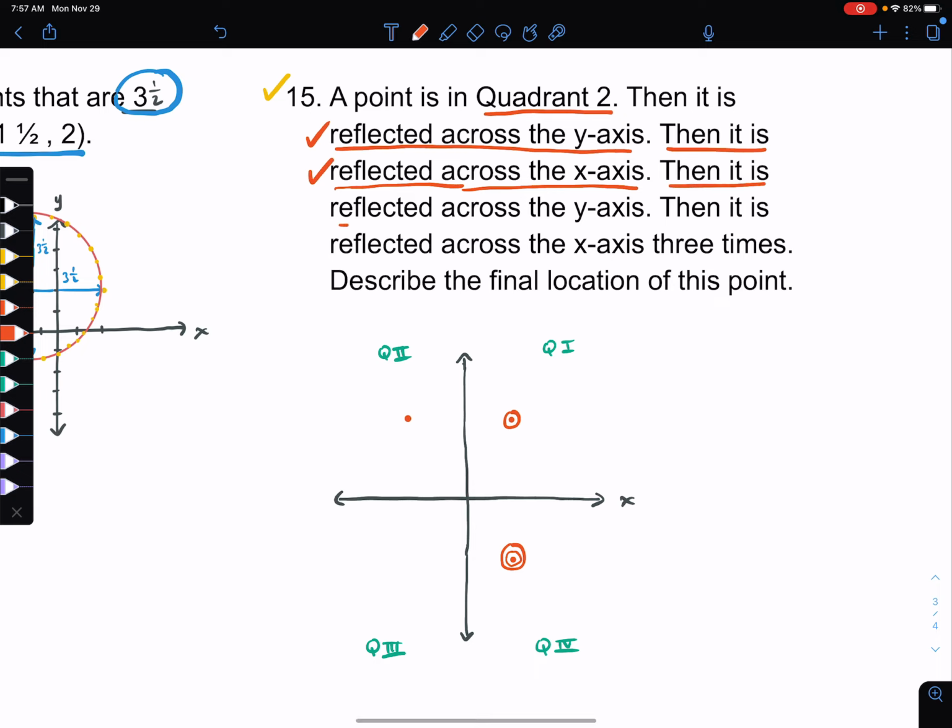Then it is reflected across the y-axis. So where's the y-axis? It's here. And so see how far it is from it. We got to go to the other side.